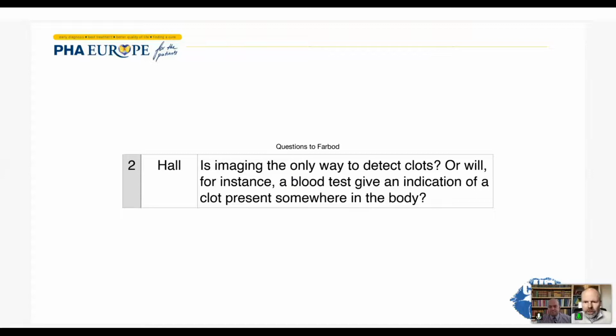One more question. Is imaging the only way to detect clots, or will, for instance, a blood test give an indication of a clot present somewhere in the body? So there's been a lot of research done in this area. There are definitely biomarkers that relate to the formation of clot in the body that you can do a blood test for. The challenge is that it's twofold.